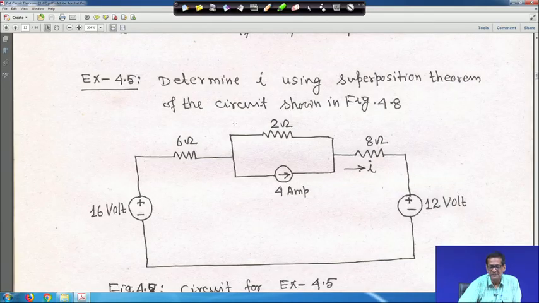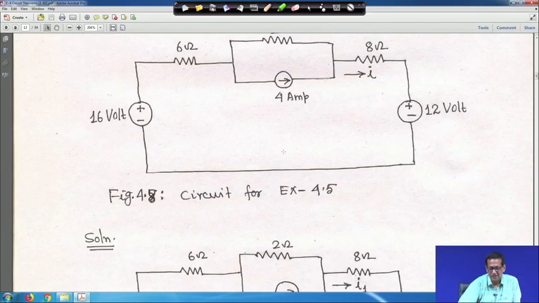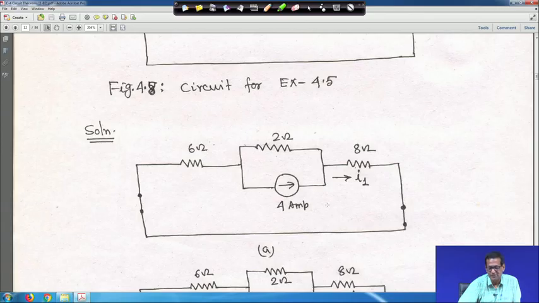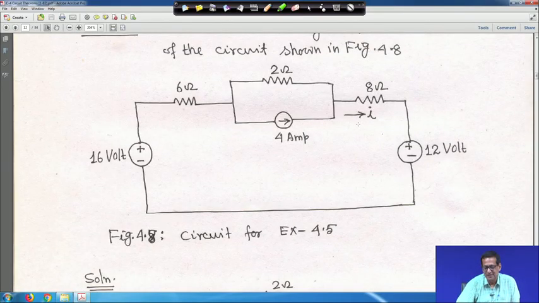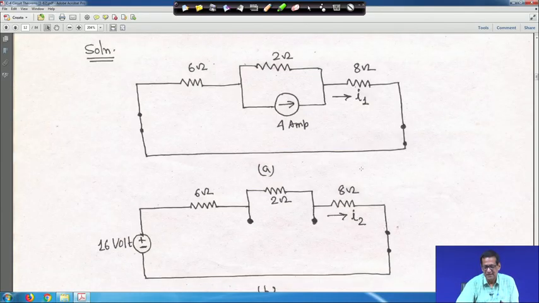Determine I using the superposition theorem of the circuit shown in the figure. There are three sources: two independent voltage sources and one independent current source. So, take one at a time. First, the two voltage sources are shorted and only the current source is there. This is a simple thing, because the 6 ohm and 8 ohm are in series, so 6 plus 8 is 14 ohm. We have to find the current I 1 through this circuit, because I is equal to I 1 plus I 2 plus I 3.